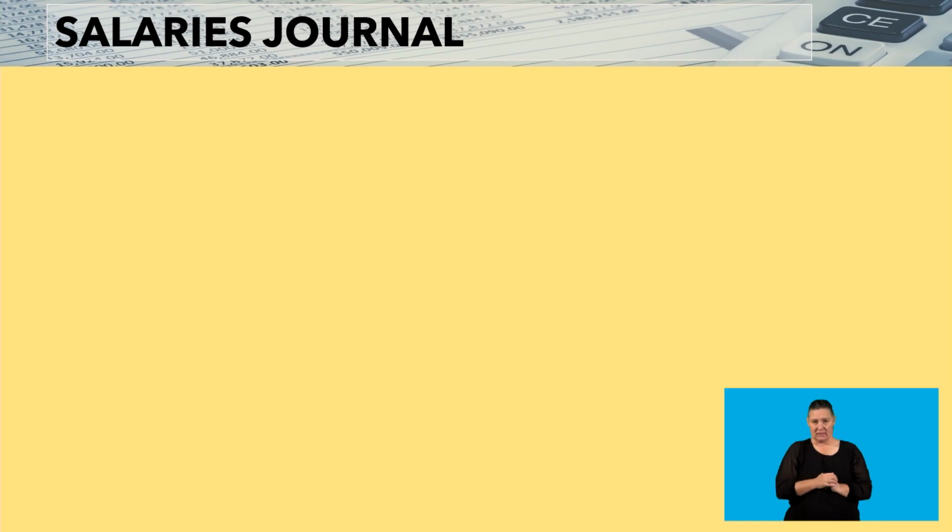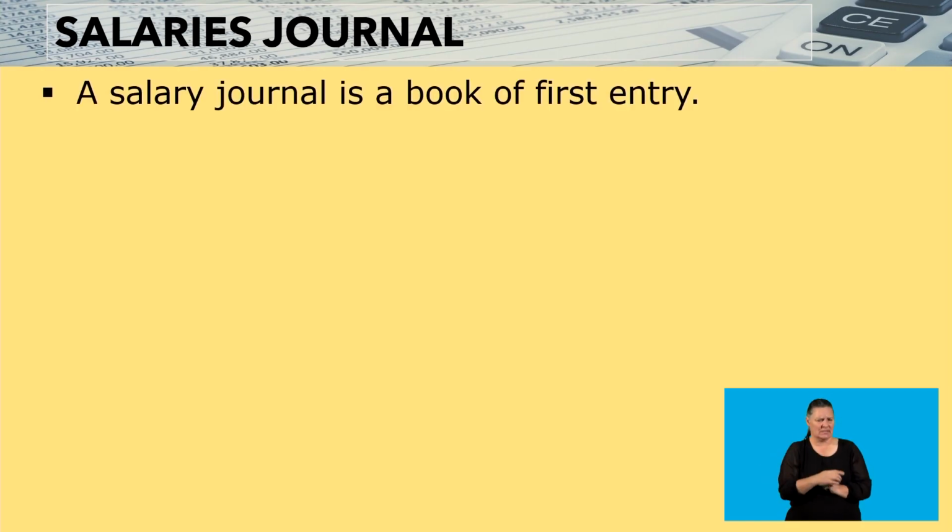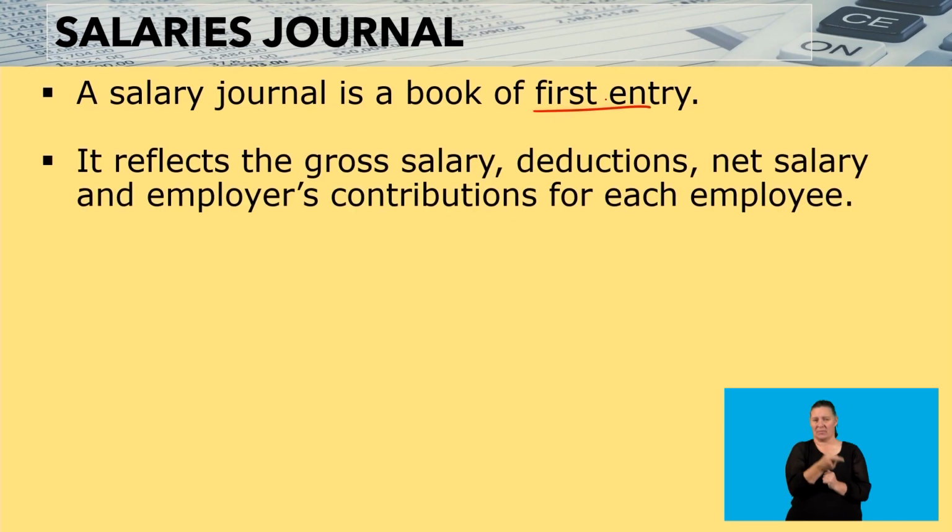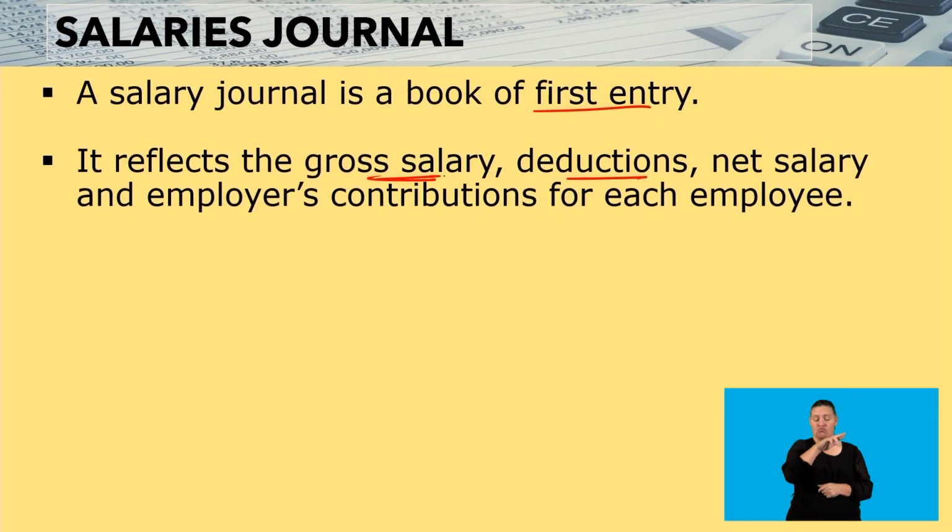Salaries Journal. What is the Salaries Journal? The Salaries Journal is a book of first entry. It reflects the gross salary, that is the amount before any deductions, and then it also shows the deductions, the subtractions. And remember, when you have your gross, then you subtract deductions, you will arrive at what we call net salary. So our Salaries Journal will show us the gross amount that must be paid to a specific employee. It will also show us the deductions, the amounts that we subtract from that gross, as well as the net, what we call the take home.